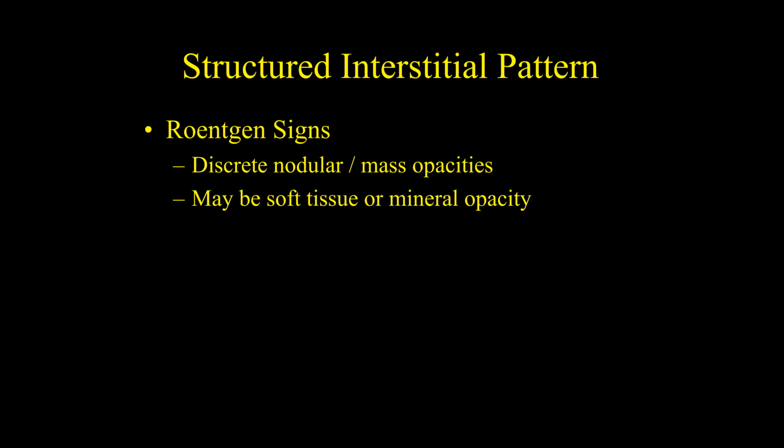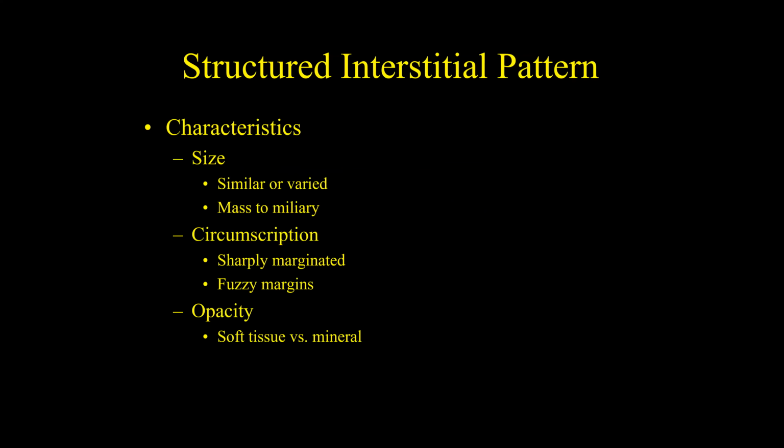Okay, so again, structured interstitial patterns, discrete nodules or mass lesions in the lung. Then, just like any other pattern, we have to describe the nodules themselves and their distribution. So if you have a mass or nodules in the lungs, the first thing you want to do is count them. So is there one or are there multiple? Okay, if there's one and it's really big and the dog's old, there's a good chance it's going to be a primary lung tumor, like a bronchogenic carcinoma would be the most common one.